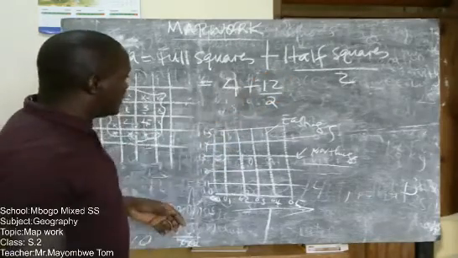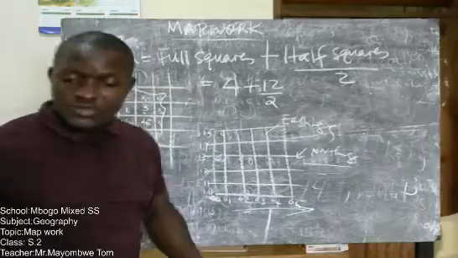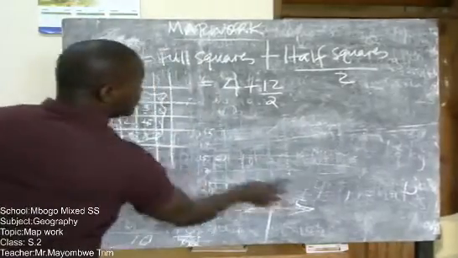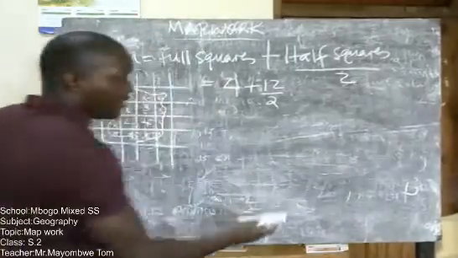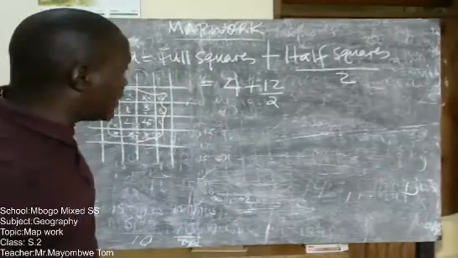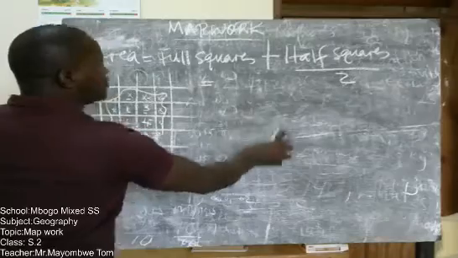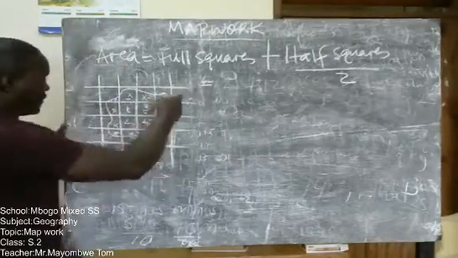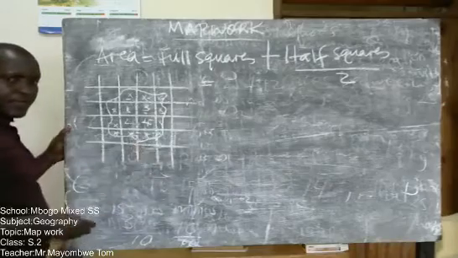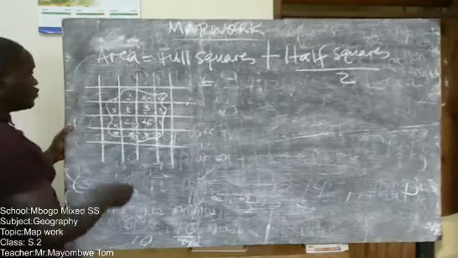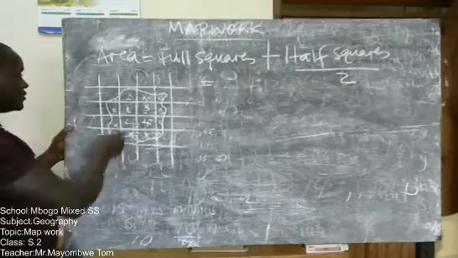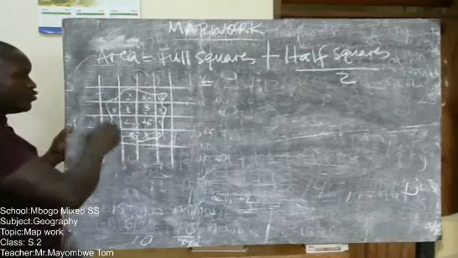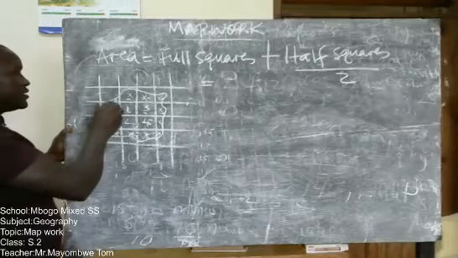So our formula is telling us to first count the full squares. Then the rest of the squares, take them as half squares. So we are going to do this together. Assuming this is a lake, and you have been told to calculate its area. When you are counting, count in an orderly way, either vertically or horizontally. We are going to count vertically.